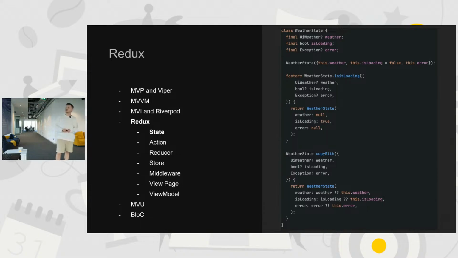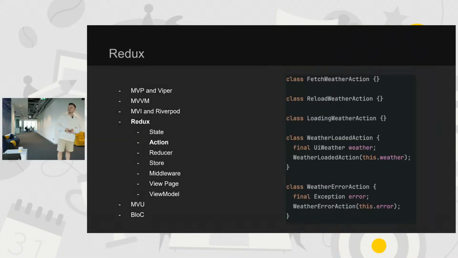It is actually almost the same as we had previously, just a couple of differences connected with our method init loading. It allows us to set the default state of this state. So I just decided to use init loading, but it could be different. And another method, copy with, allows us to update this state.